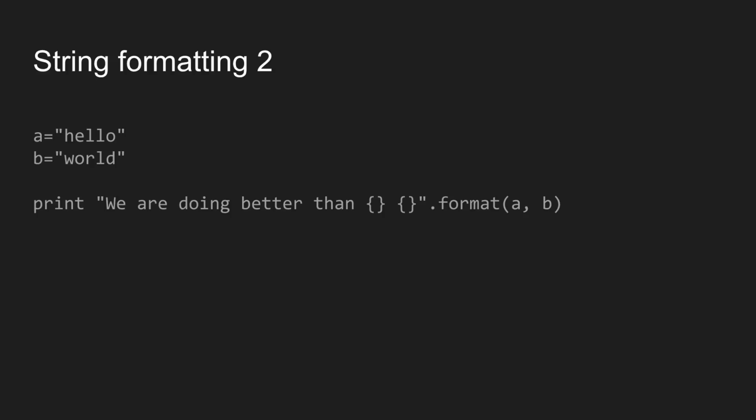So there you're treating a literal string as an object, and you're calling the format method on that string. The first curly bracket calls the first variable A, and the second curly bracket calls B. That's what makes it an object. We're all good? Any other questions?